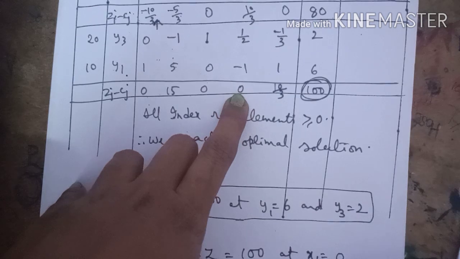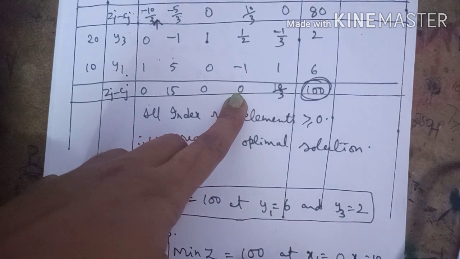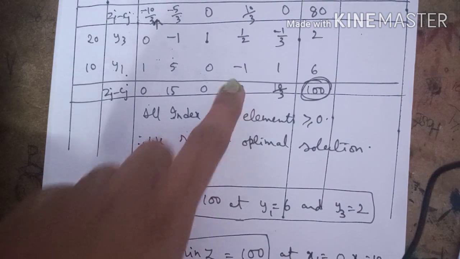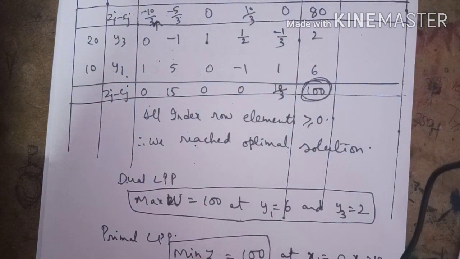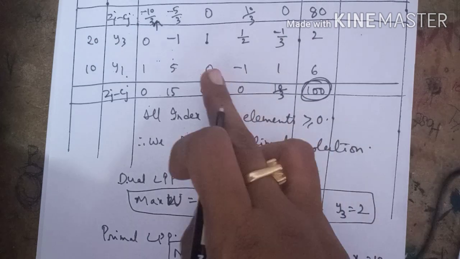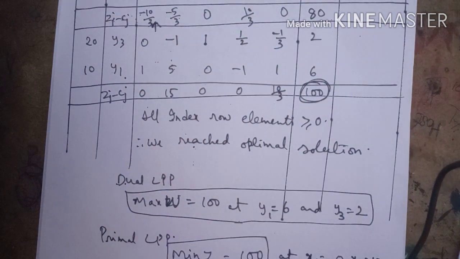x1 is equal to 0, x2 is equal to 10 by 3. Min Z is equal to 100 at x1 is equal to 0 and x2 is equal to 10 by 3. This is the primal LPP answer. Now y1 is equal to 6, y3 is equal to 2 is the dual LPP answer. Thank you.